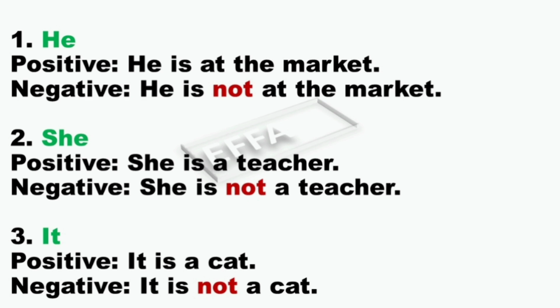We will write one positive sentence and then change it into a negative sentence. For example, number 1, he, positive, he is at the market. Negative, he is not at the market. Number 2, she, positive, she is a teacher. Negative, she is not a teacher. Number 3, it, positive, it is a cat. Negative, it is not a cat.